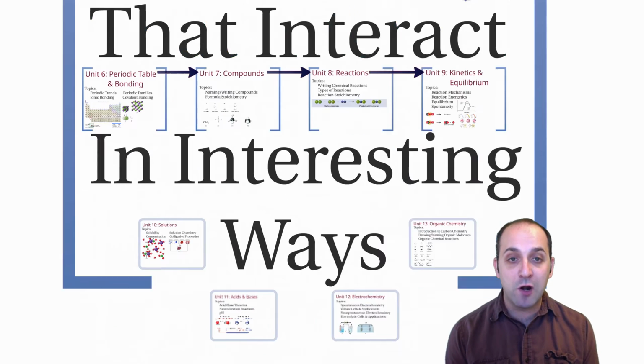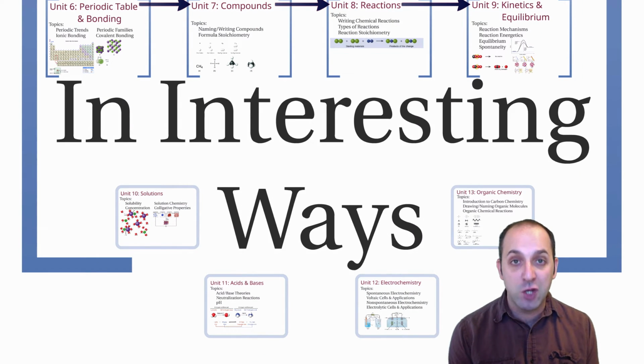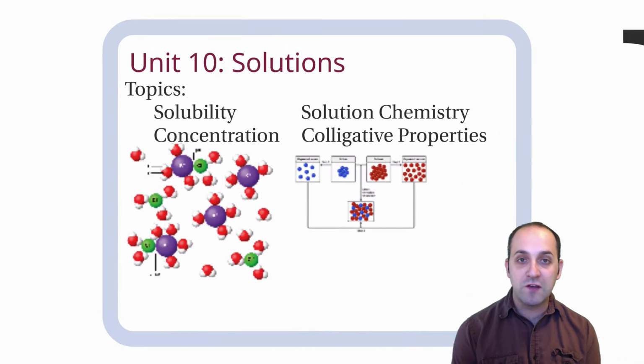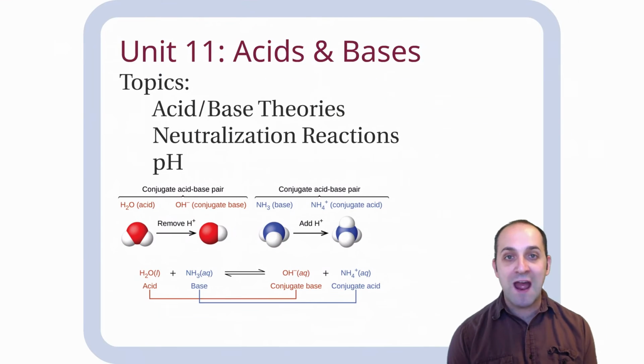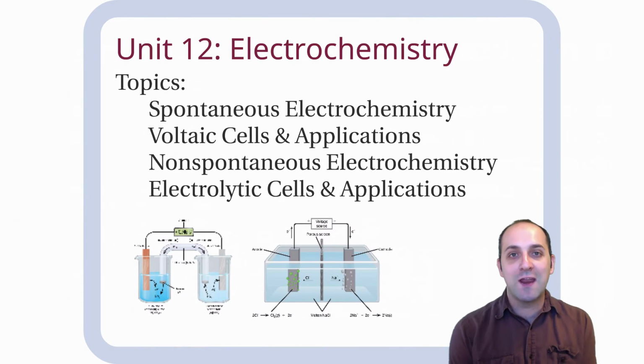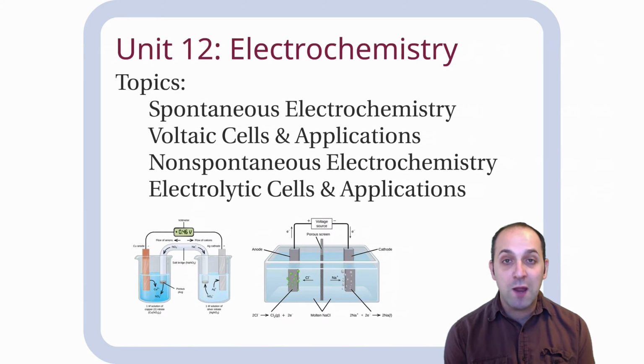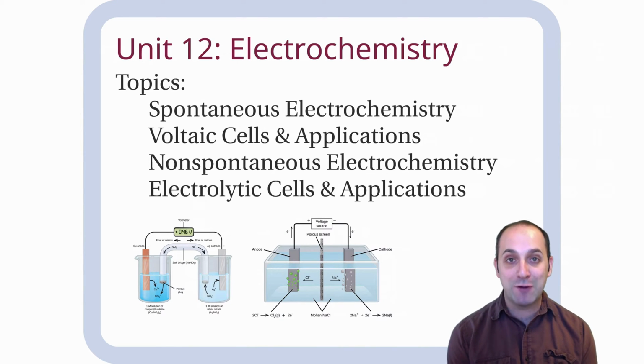And here in the last part of our course, we're looking at 4 different interesting examples of specific cases of chemistry. Unit 10 looked at solutions. Unit 11 looked at acids and bases, and here in our second to last unit, we're looking at electrochemistry. We're going to talk about spontaneous electrochemistry, voltaic cells and applications like batteries, and non-spontaneous electrochemistry, electrolytic cells and applications like copper plating pennies and things like that. Does that make sense? Cool. Let's go back to the presentation.